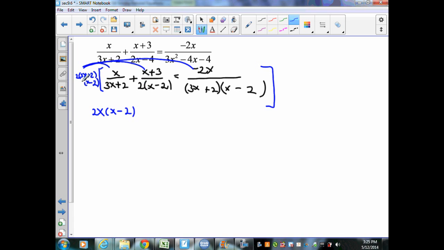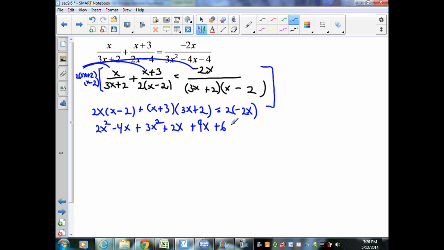The x minus 2 will cancel. That will leave me with x plus 3 times 3x plus 2 equals, and here the 3x plus 2 and the x minus 2 will cancel, leaving me with 2 times a negative 2x. Now I'm going to have to distribute and FOIL to simplify the equation. That's going to give me 2x squared minus 4x. I'll FOIL here, plus 3 times 3x is 3x squared, plus 2x, plus 9x, plus 6 equals negative 4x.